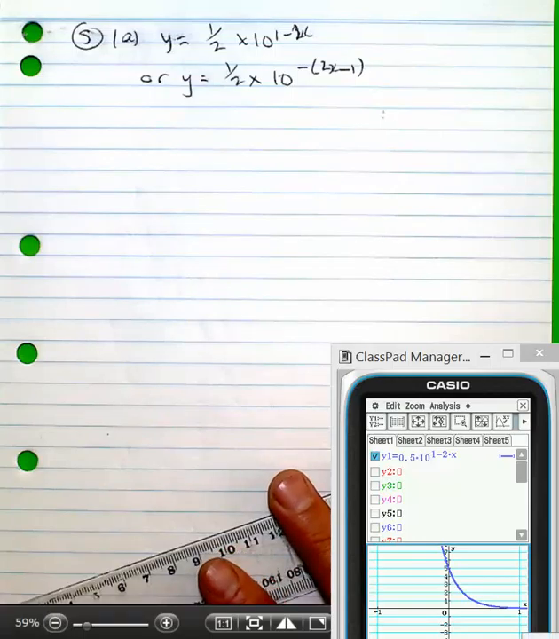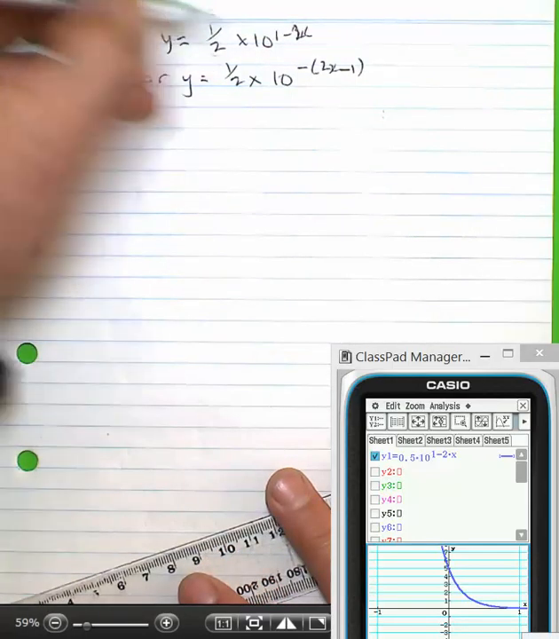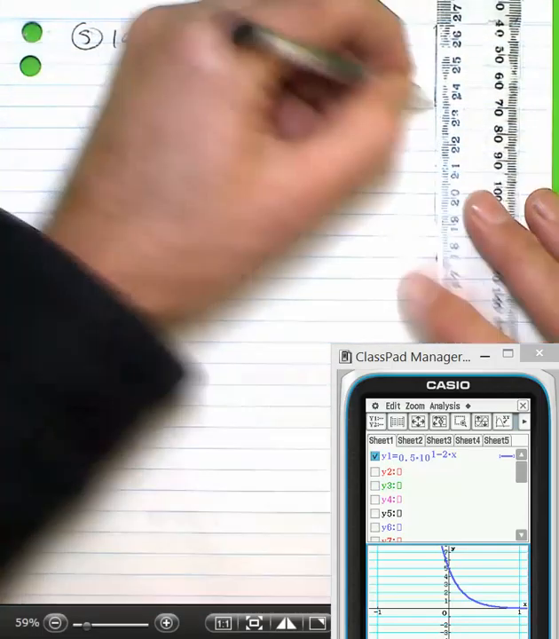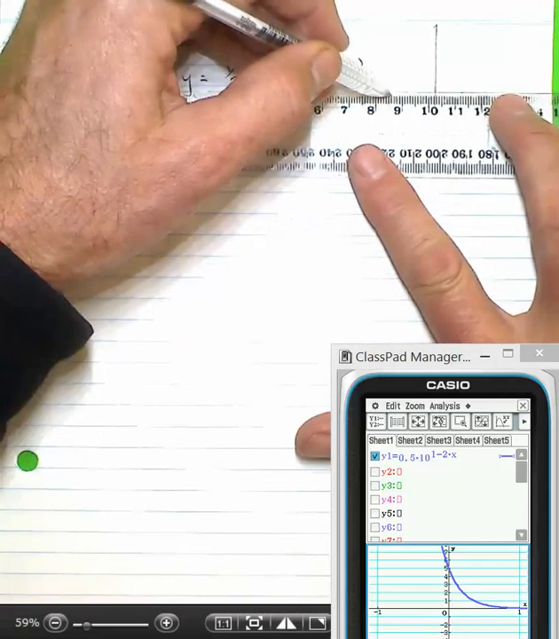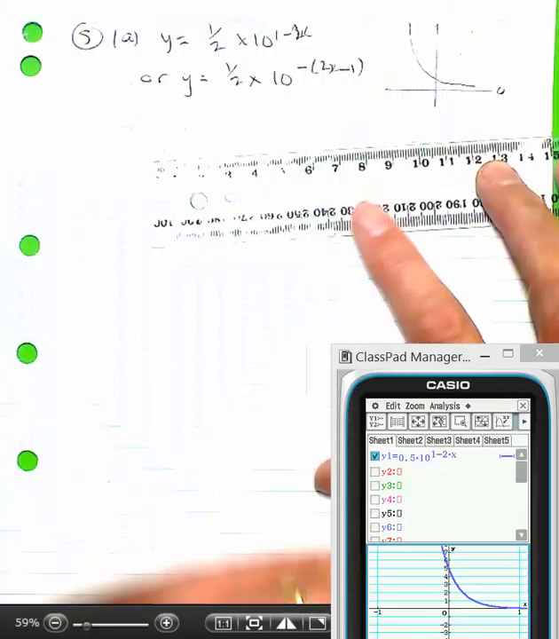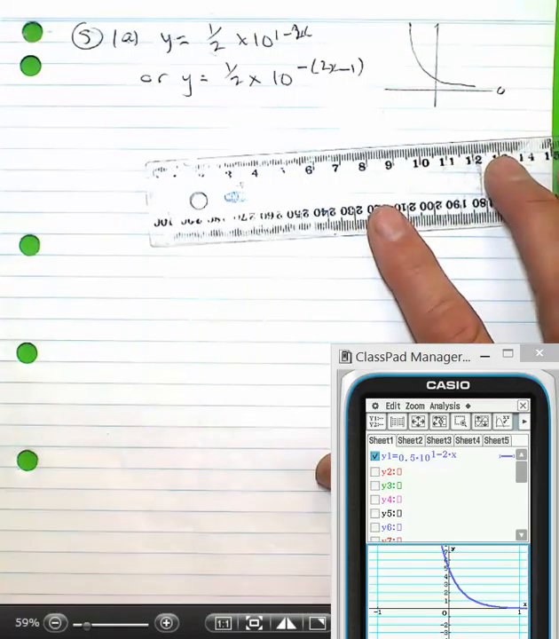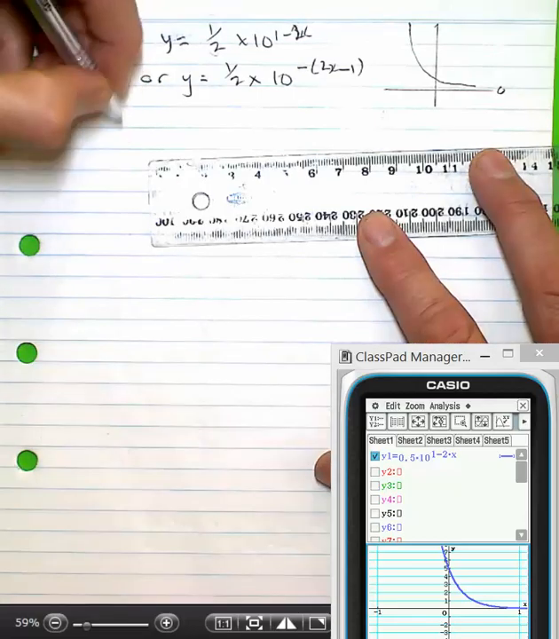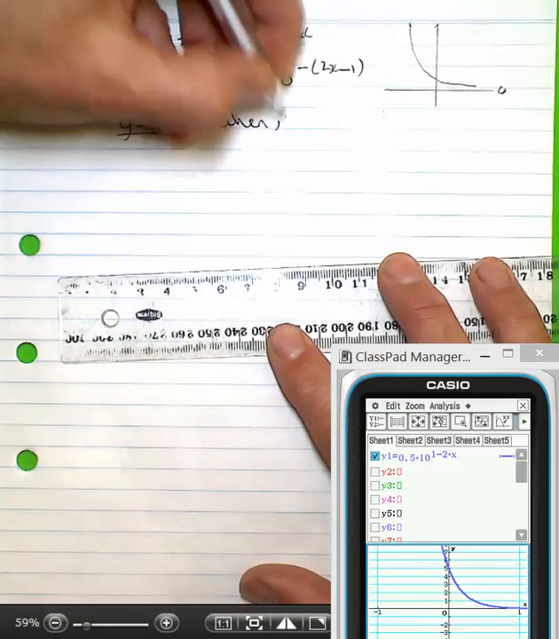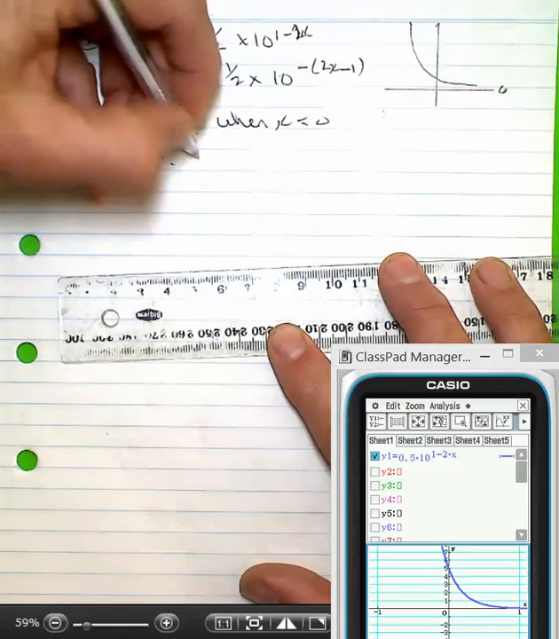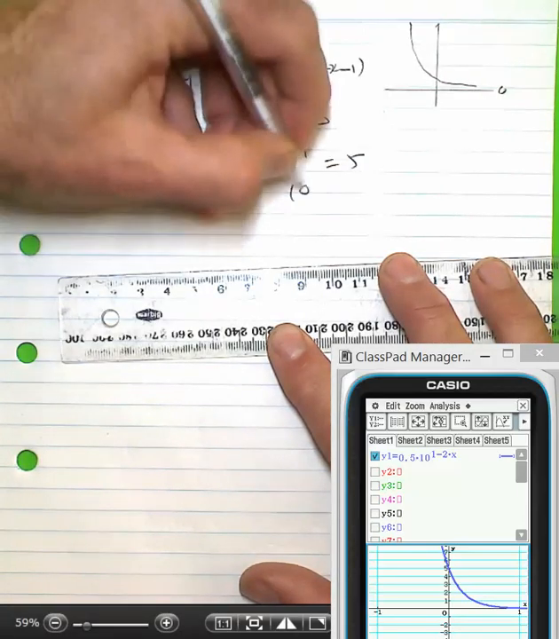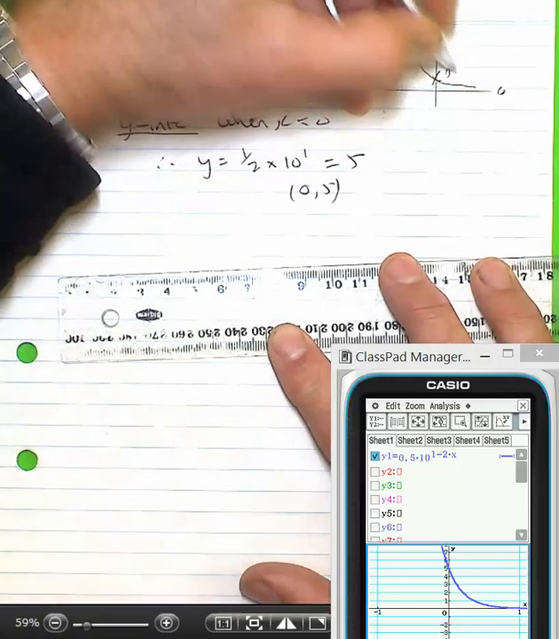Question 5, you're looking at a graph that undergoes a dilation, but also a reflection about the y-axis. So we'll have a graph that will look along the following lines. There's no horizontal asymptote apart from y is equal to 0, so I'll work on that basis. I find the y-intercept, and that occurs when x is equal to 0. Therefore, y is equal to 1/2 times 10 to the 1, which is 5, (0, 5).